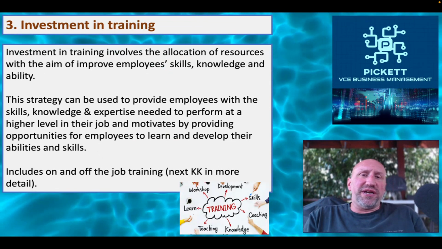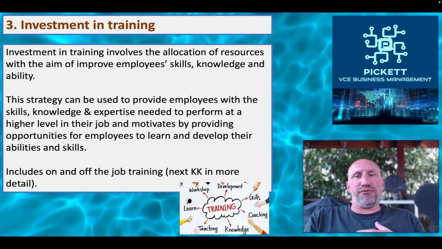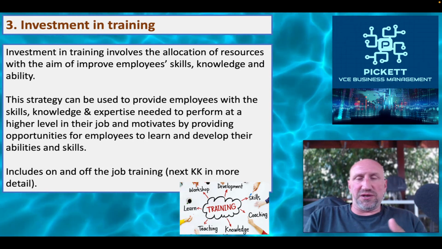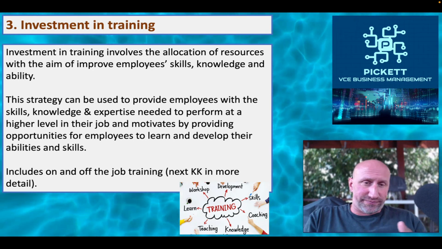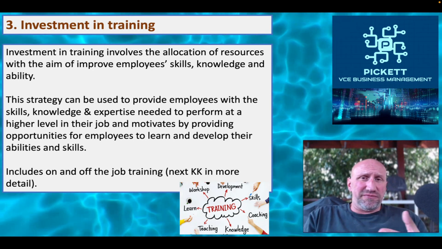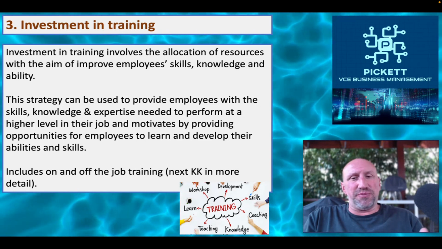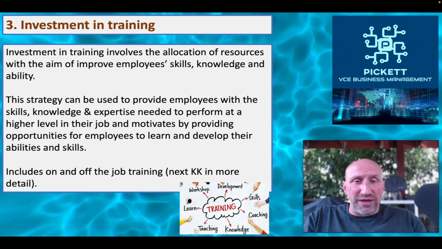Third one, investment in training. So this is basically where a business is allocating resources with the aim of improving the skills, knowledge, and ability of its employees. Okay, so whatever job you end up doing, you're going to end up going through some kind of training. So look, very simply, this strategy is used to provide employees with skills, knowledge, and expertise needed to perform their job at a better level than what they are currently doing.